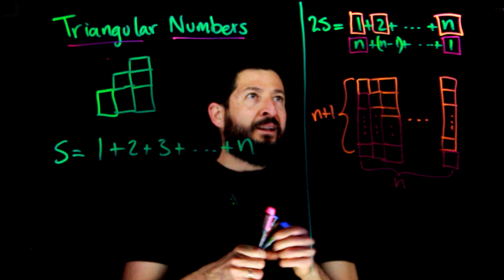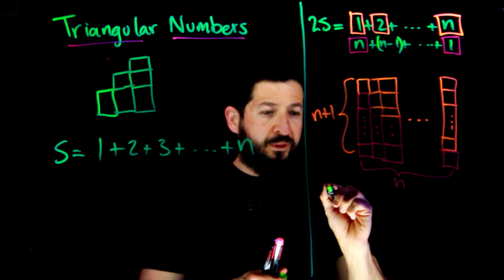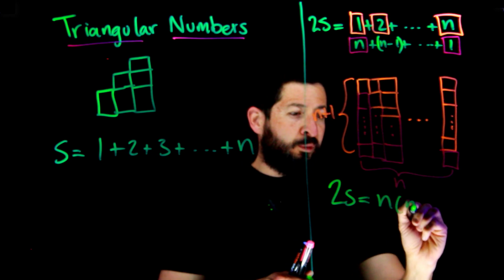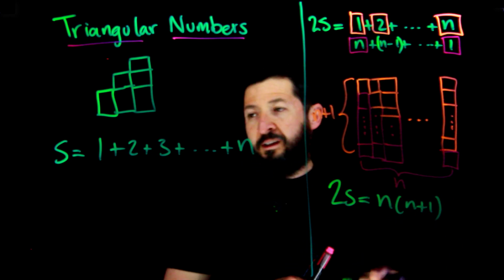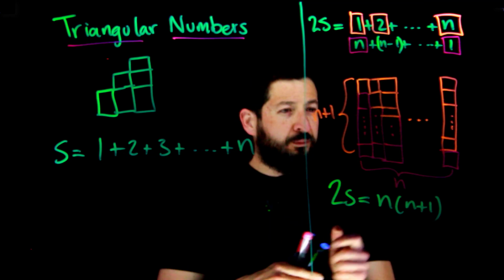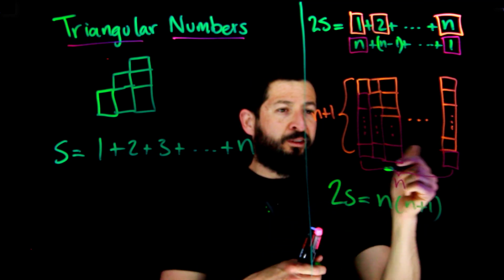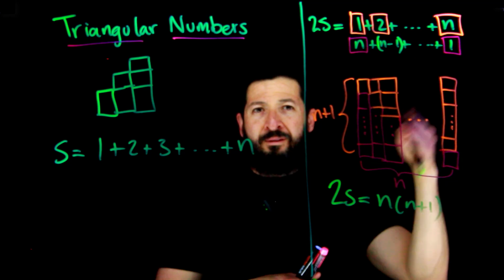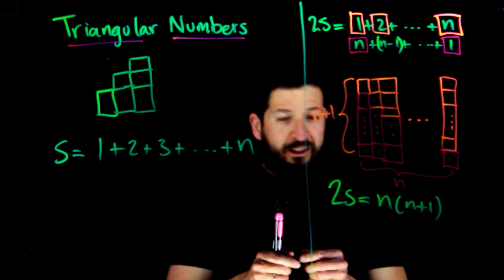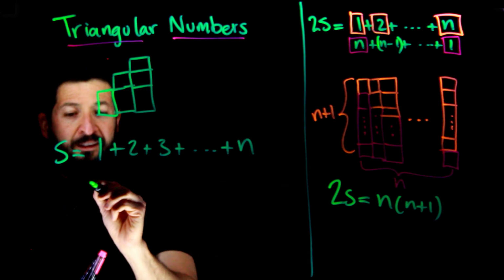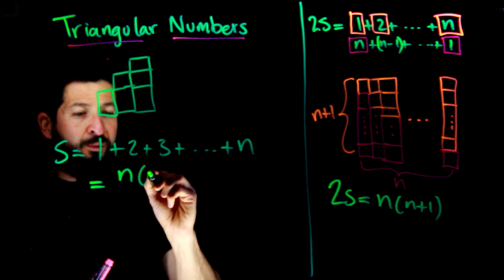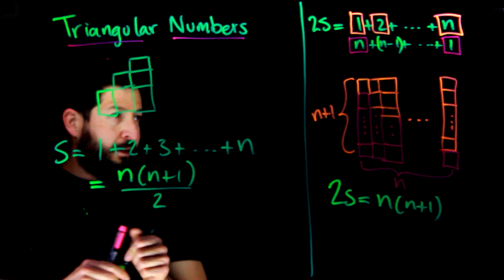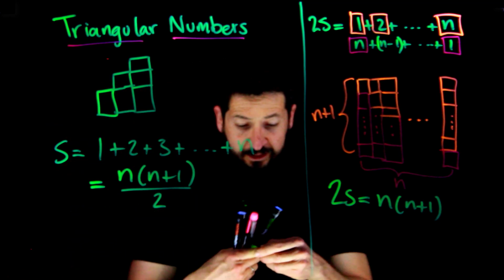So that's how we obtain that 2s is going to be equal to n times n plus 1, many blocks. So you divide by 2. And dividing by 2, the reason why it's triangular, because you're now going to have the lower triangle of this block. And then divided by 2, we get that s is going to be equal to n times n plus 1 over 2. So that's just fun. But there is another thing that we can think about.